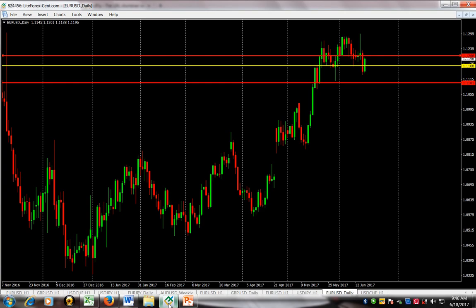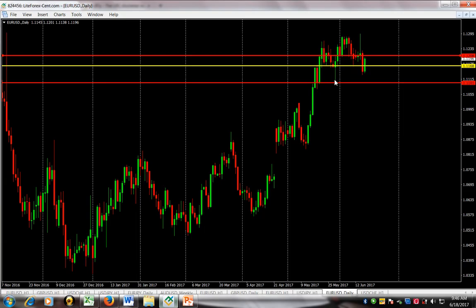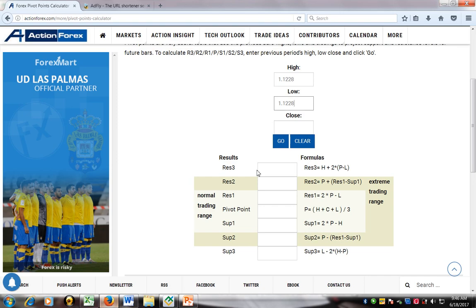So we are filling the low, and the next is the high of the same candle, which is 1.1228, and the last is the close of the candle. The close of this candle is 1.1131. So we fill it as 1.1131. So when we click on go here, you see all these fields will be filled.